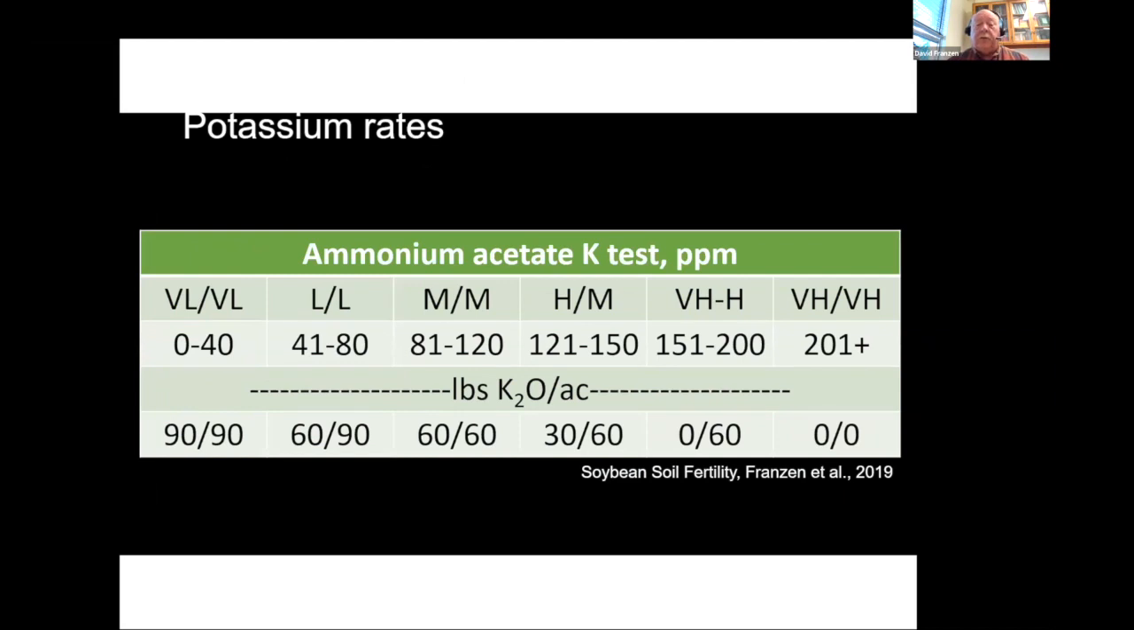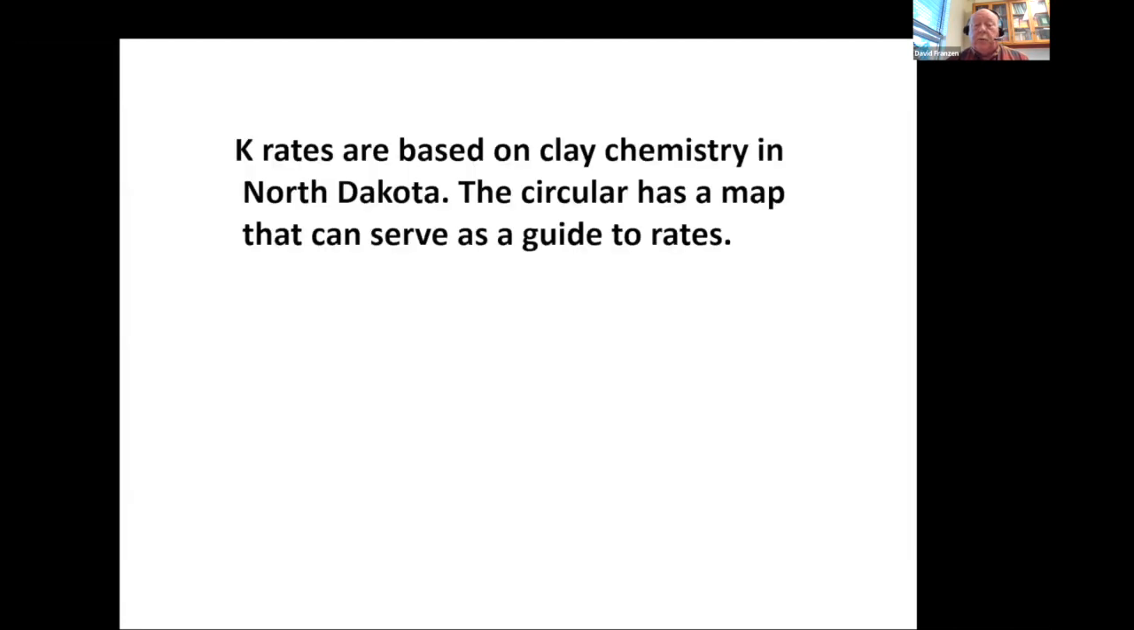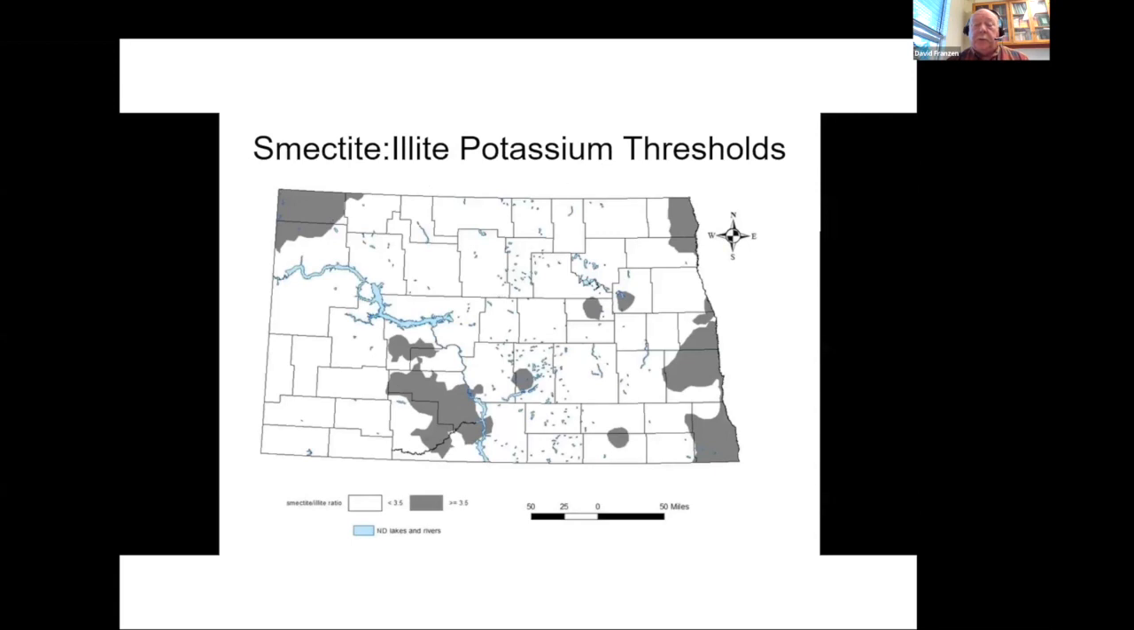Our potassium rates are in the circular as well. I won't go into great detail with those. The number on the left on the bottom there is with the lower smectite to illite ratio clays, and the one on the right is with the higher smectite to illite ratio clays. We have a circular that has the MAP in it. This is the MAP. The dark areas are the higher smectite to illite.